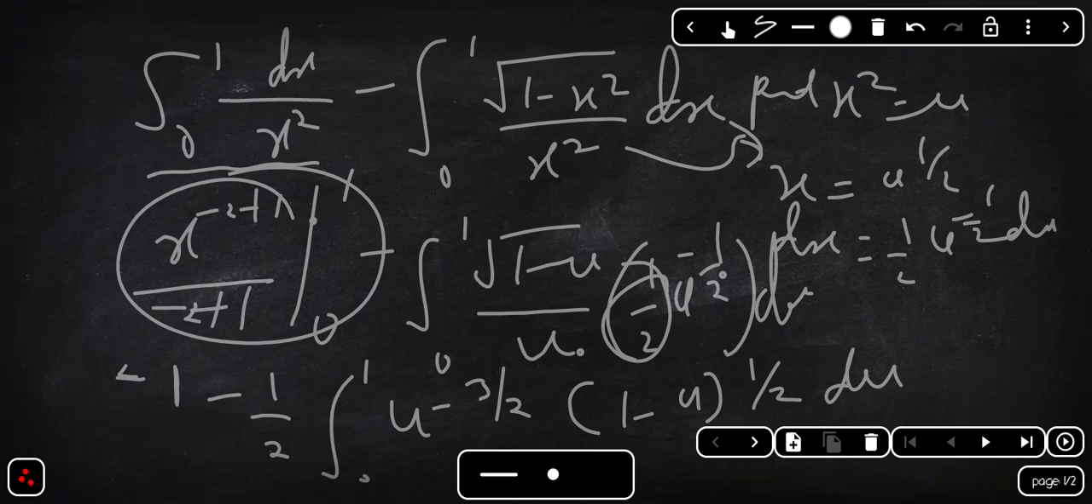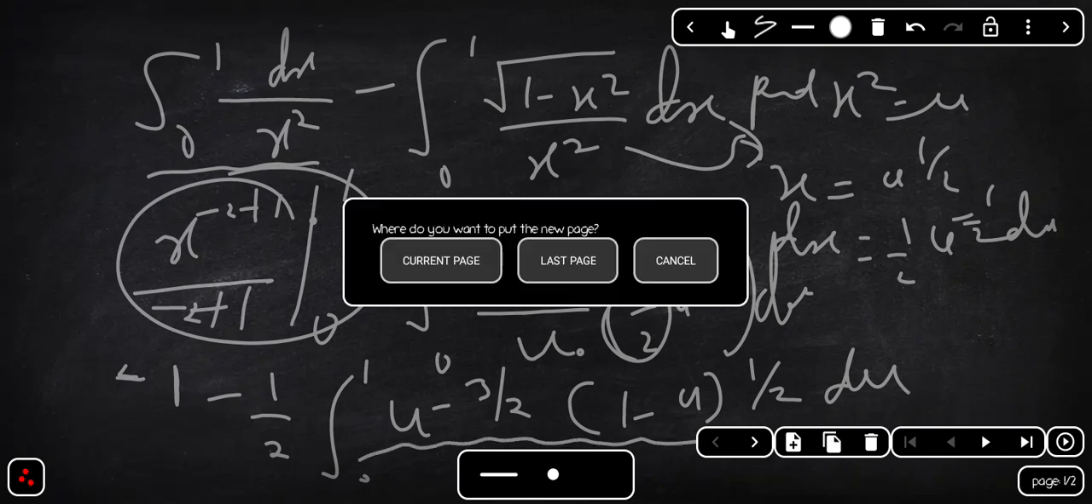All right, so let me go to the next page and solve this integral right here. So let's solve that integral. The integral is the integral from 0 to 1 of u raised to the power of minus 3 over 2, multiplied by 1 minus u raised to the power of 1 over 2, du.